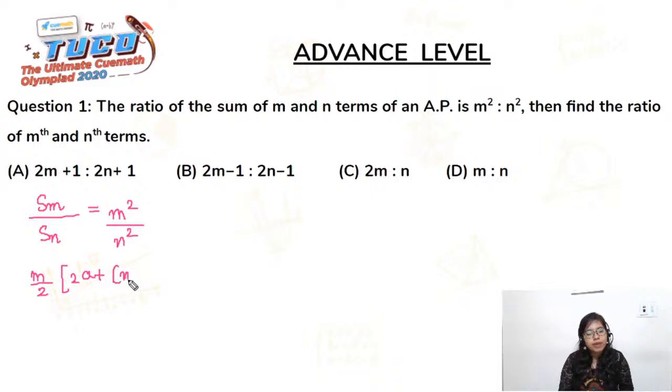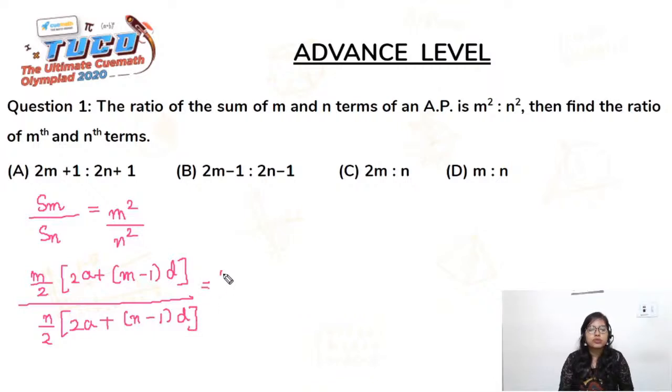2a plus m minus 1 times d, divided by Sn, could be represented as n over 2, 2a plus n minus 1 times d, which is equal to m square over n square, right? We've got this. Now from here, how do we go about it?